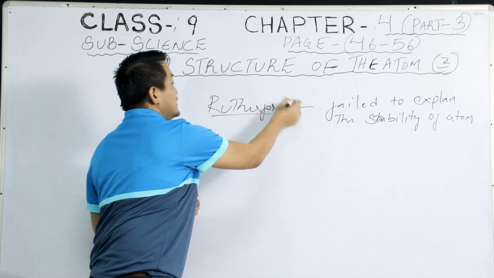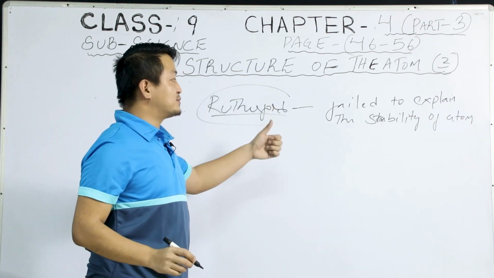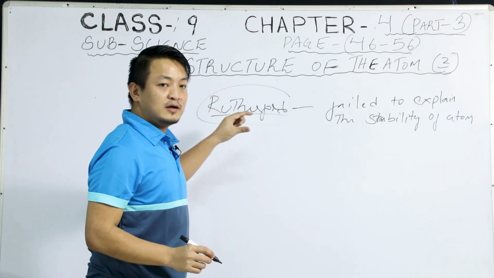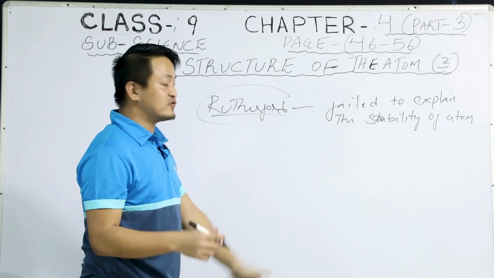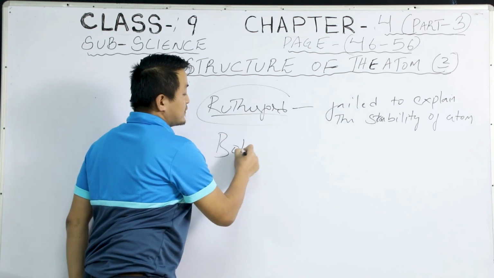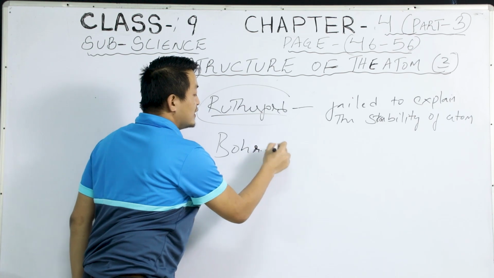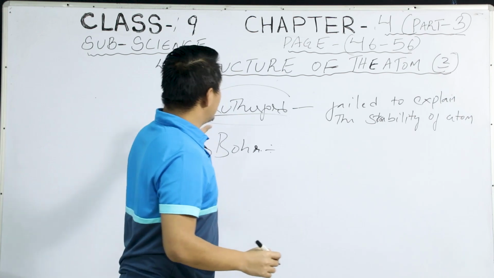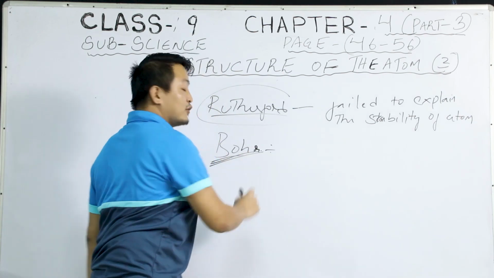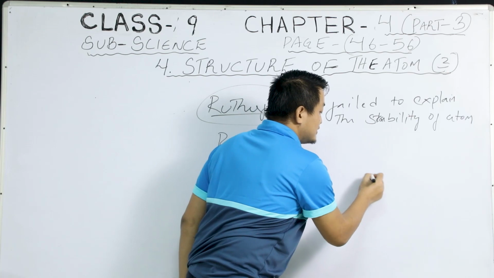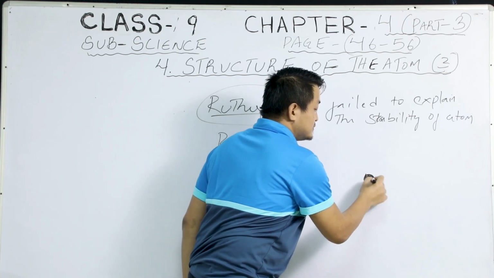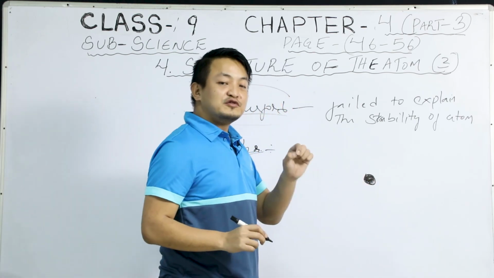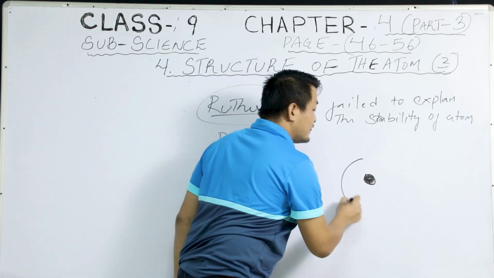Since Rutherford failed to explain the stability of the atom, in order to improve this model, Bohr came and gave a well-structured model of the atom. Niels Bohr was able to explain the stability of the atom. According to Bohr, there is a nucleus in the center, and electrons revolve around it in fixed orbits.